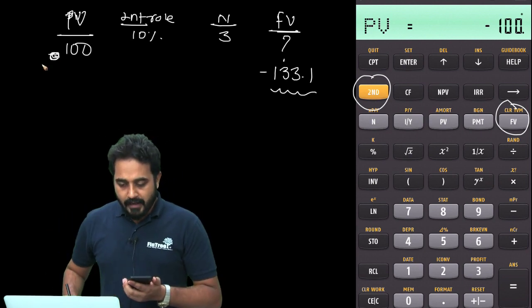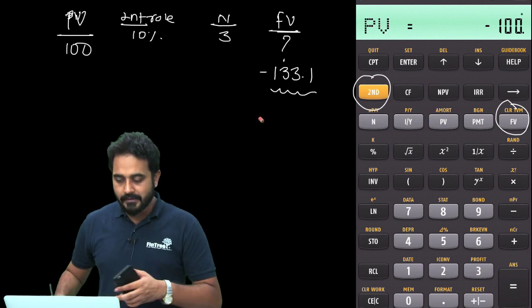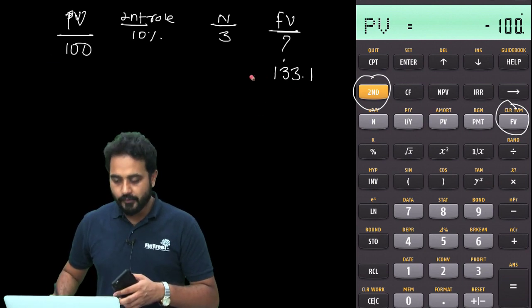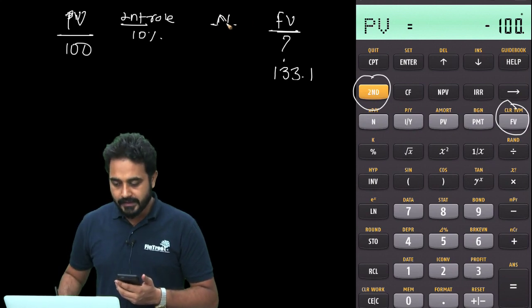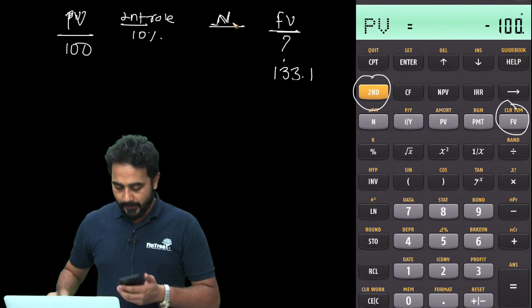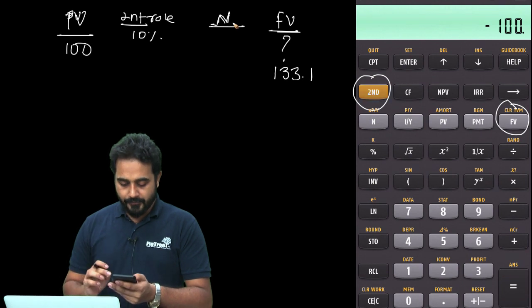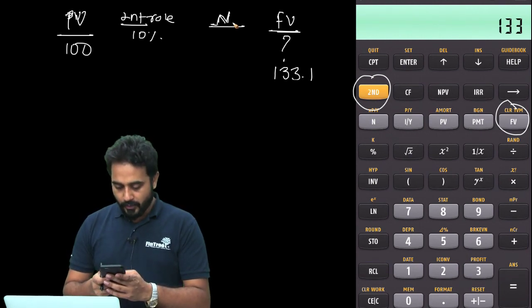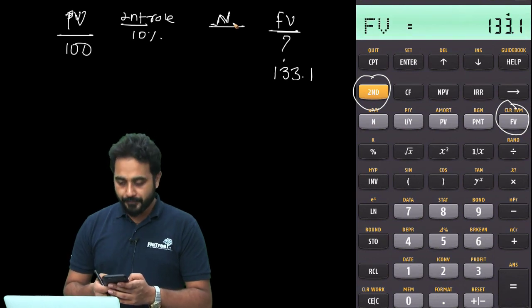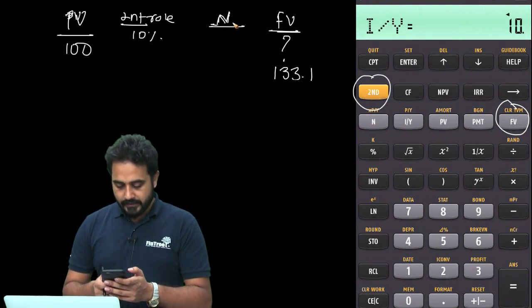Now what if we have present value and future value but we do not have N? Can we then find it? Yes, we can. So let's see how to do it. Second clear TVM, second quit to clear the screen, 133.1 future value, then 10 IY.